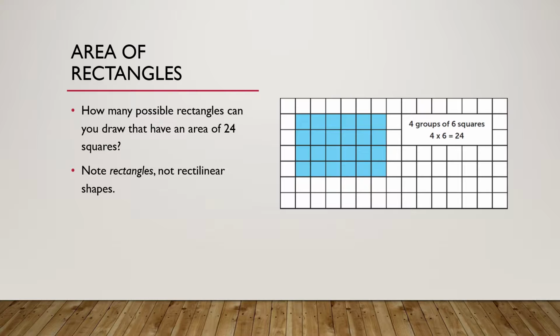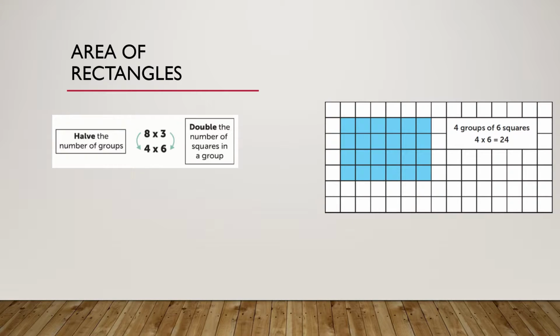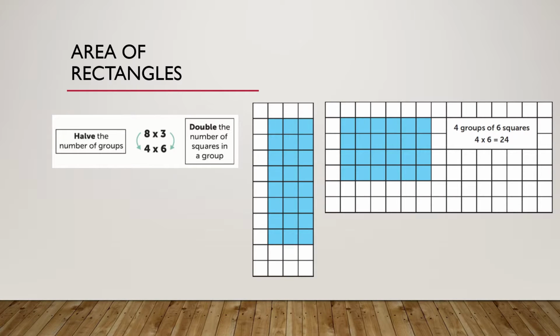I can't possibly go through all of them because there's loads, but probably what some of you noticed is if you halve the number of groups on one side and double the number of squares in another group, you get another similar rectangle. You can do this lots of different ways because all you're doing is finding the factor pairs. So you can find things like 1 times 24, 2 times 12, and if you're careful, you can actually go on all the way because there's an infinite amount.